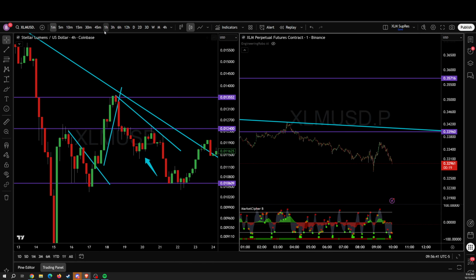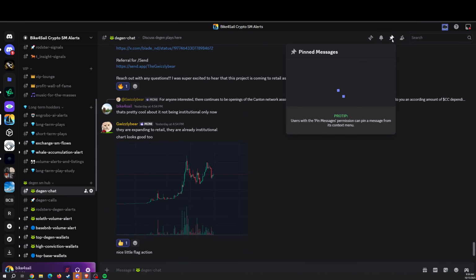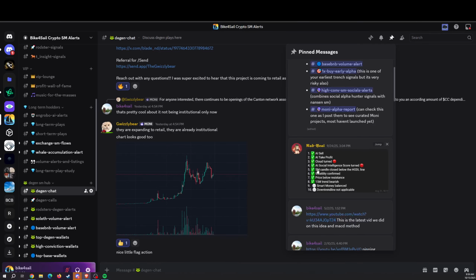So you've got the ape went up 152% in the last 24 hours. When you see something like that, you know it has a lot of volatility, and you need to see that to know to take a good, easy short, but you have to wait on the right conditions. I've got the conditions pinned to the DGen chat, I think. Yeah, there it is right there.